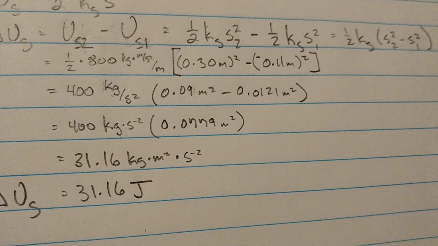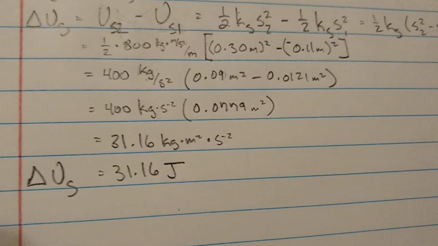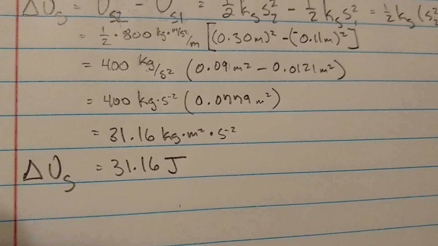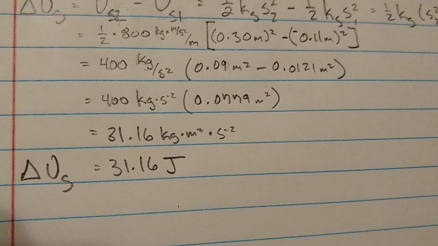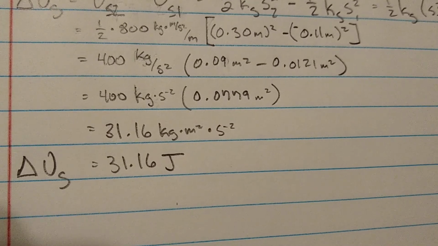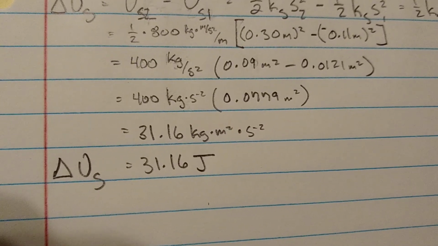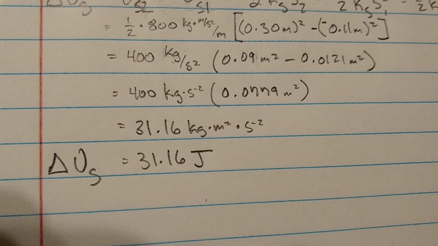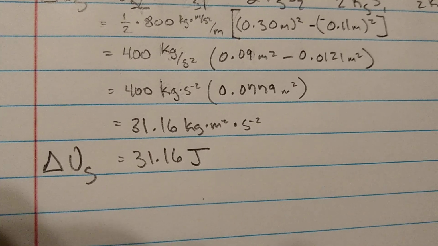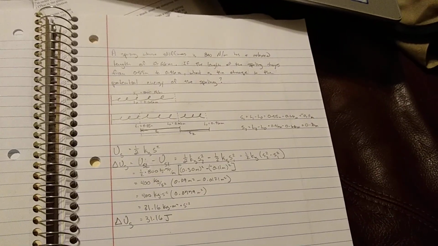And if you do your math and follow your units, you get 31.16 kilograms times meters squared times seconds to the negative 2. Anyways, those units are equal to joules. So the change in potential energy of this spring being compressed and then stretched is 31.16 joules.